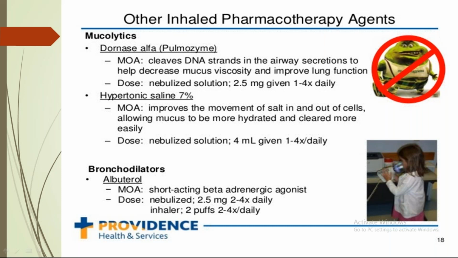Coming to the bronchodilators, albuterol. It is a short-acting beta-adrenergic agonist given in nebulized form, 2.5 mg 2 to 4 times daily. For inhalation, 2 puffs 2 to 4 times daily. These are the mucolytics, Dornase alfa and hypertonic saline. Next, the inhaled forms are bronchodilators. One is albuterol.